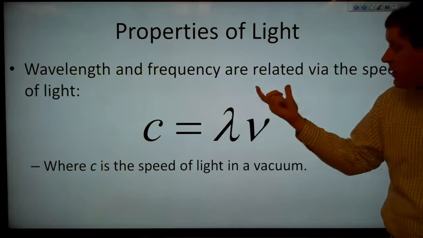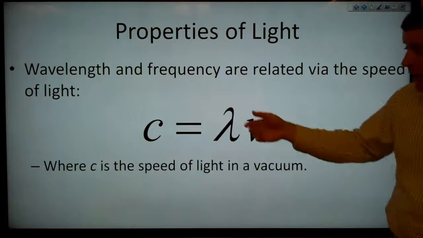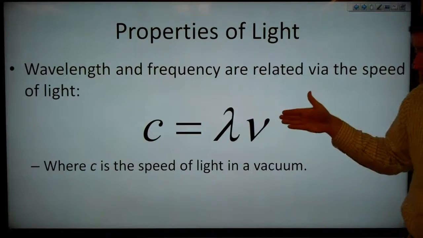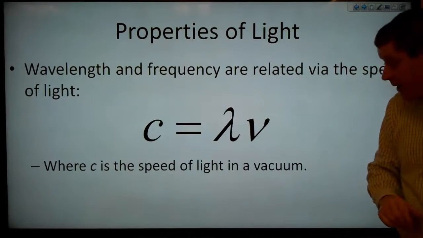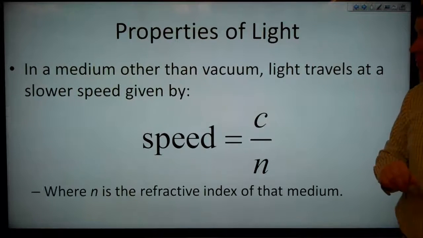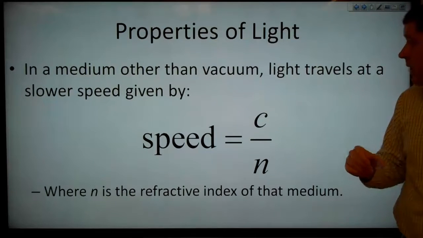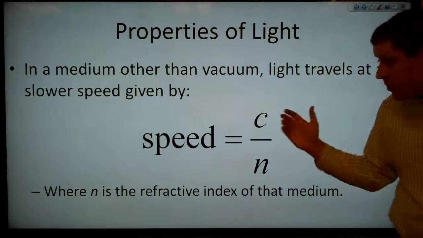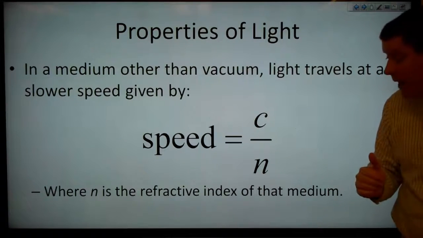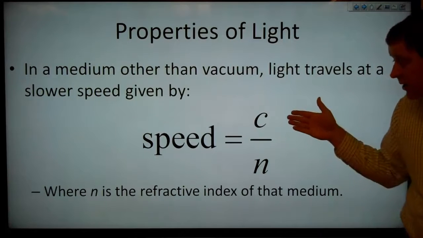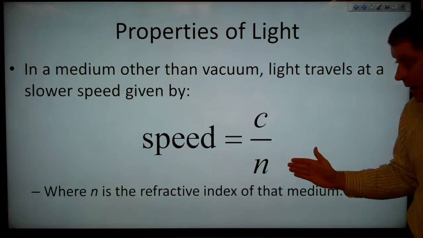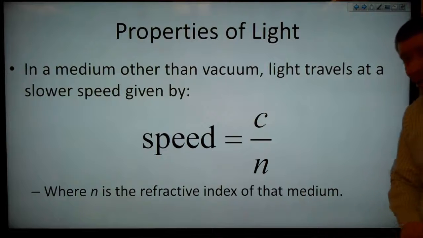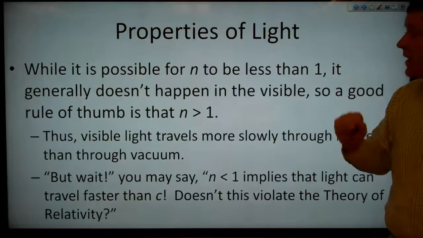Now wavelength and frequency are related to each other via the speed of light. So c is equal to lambda nu, where c is the speed of light in a vacuum. In a medium other than vacuum, light travels at a slower speed, given by this equation. So the speed that light is propagating at in that medium is equal to c, the speed of light in a vacuum, divided by n, where n is the refractive index of that medium that the light is passing through.